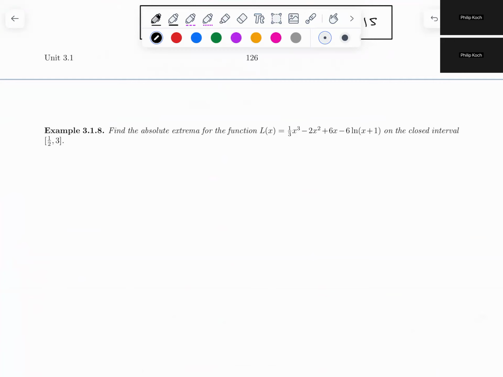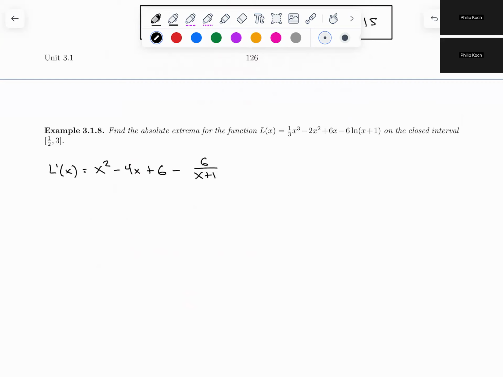In this section, by the way, in unit 3, when it comes to the exams, it's always a good bet to take a derivative. You're at least guaranteed 1 or 2 partial credit points if you take a derivative. So just keep that in mind. But we've got to find the critical values. So we'll find L prime of x. And so that would be x squared minus 4x plus 6 minus 6 over x plus 1.